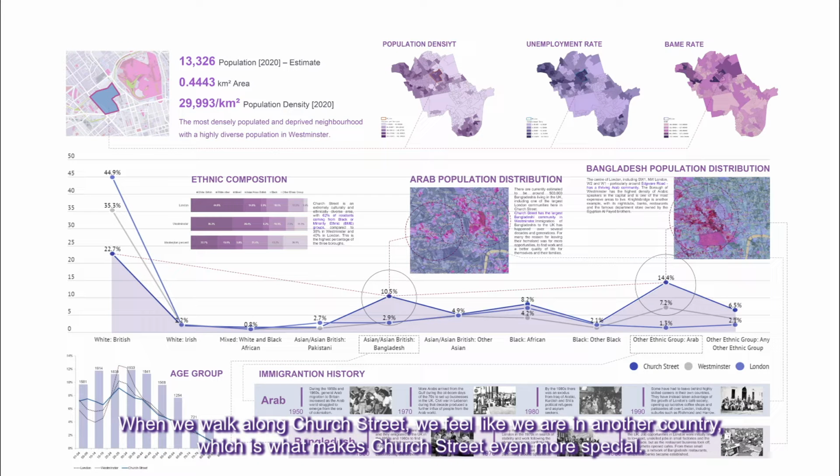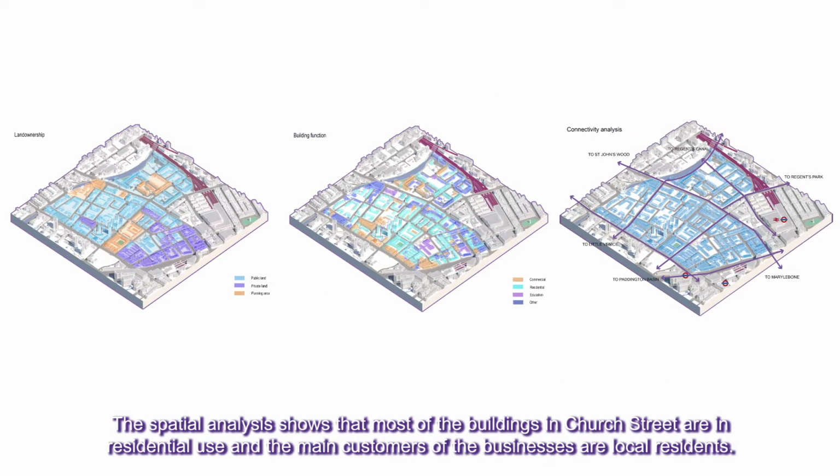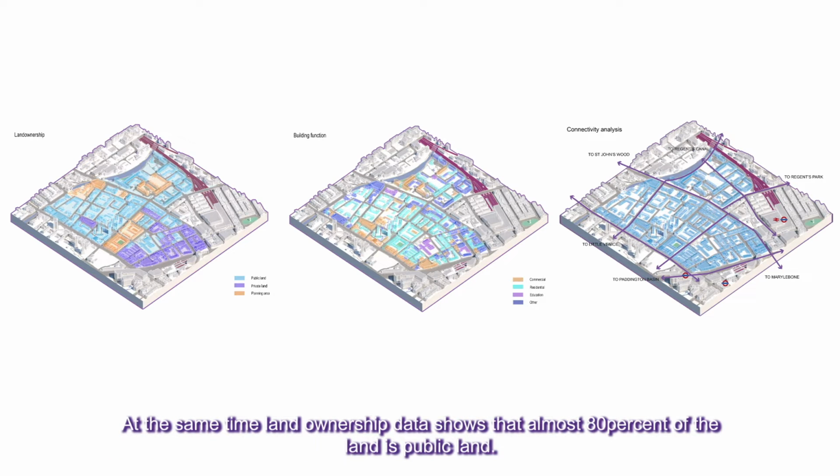When we walk along Church Street, we feel like we are in another country, which makes Church Street even more special. The spatial analysis shows that most of the buildings in Church Street are in residential use, and the main customers of the businesses are local residents. At the same time, land ownership data shows that almost 18% of the land is public land.